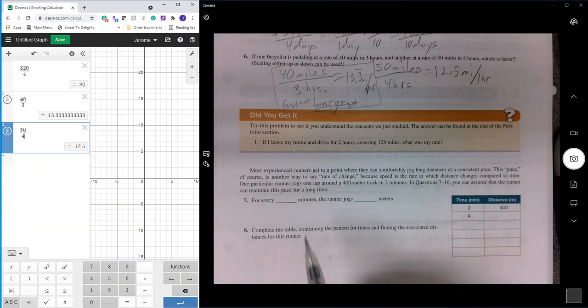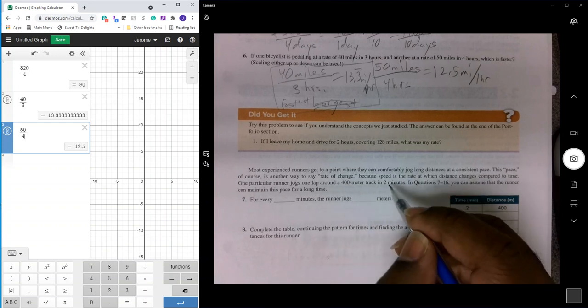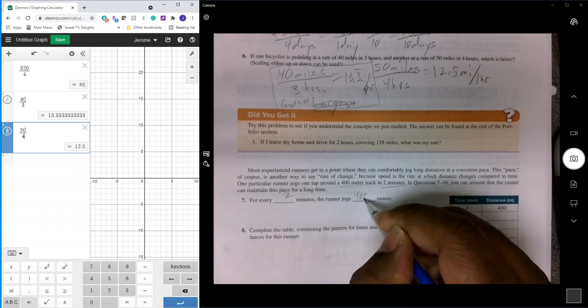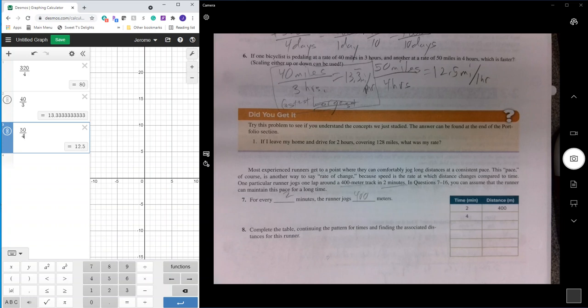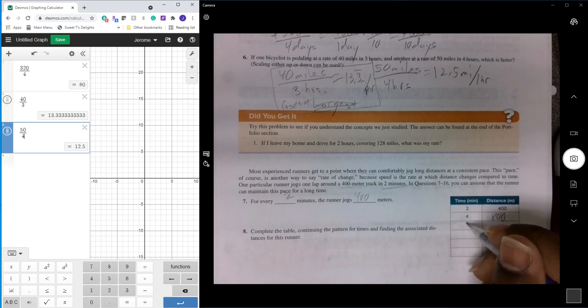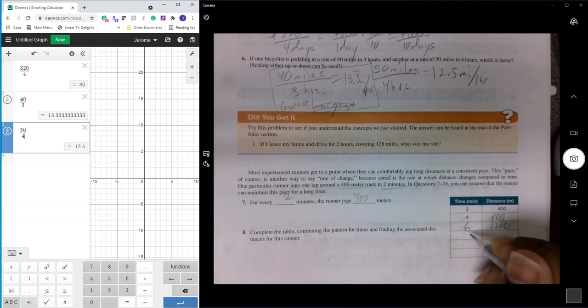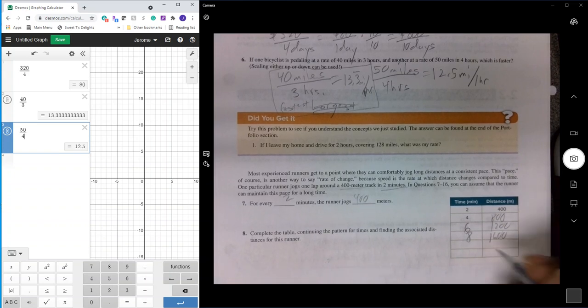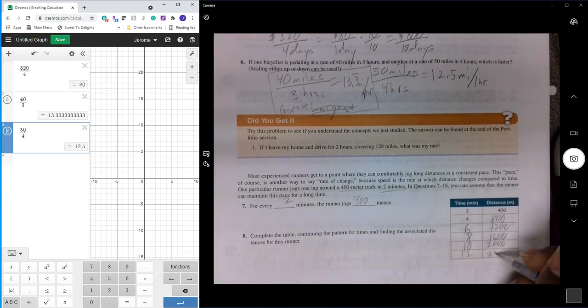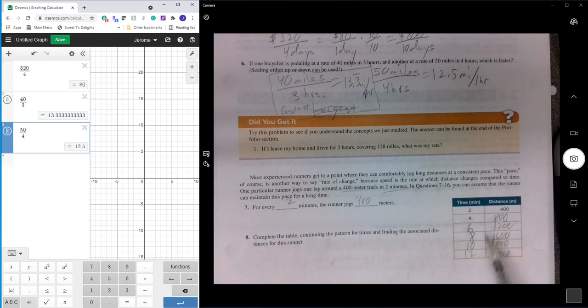So it says here, for every blank minutes, the runner jogs blank meters. So it says here, for every 2 minutes, the runner jogs 400 meters. Now it says complete the table, continue the pattern for times, and find the associated distances for this runner. So if 2 is 400, 4 is 800, and then 6 would be 1200, then 8 would be 1600, then 10 would be 2000, and then 12 would be 2400. Because if you notice, the time goes up by 2 minutes and the distance goes up by 400 meters.